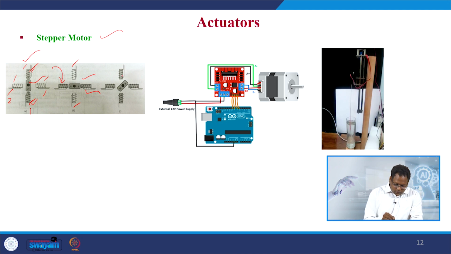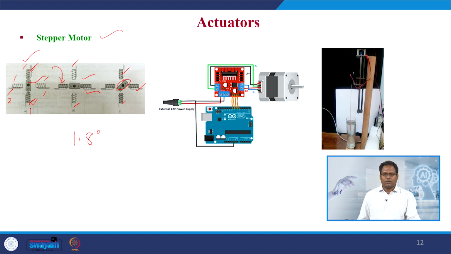When all the stator windings are excited, that means stator set 1 and stator set 2 both are excited at the same time, then we can have the rotor aligned exactly in between the stator coils, and hence earlier it was 0 to 90 degree and now it is 45 degree. That means it aligns itself exactly between the stator windings, and roughly 1.8 degree is the minimum step angle of a general stepper motor.